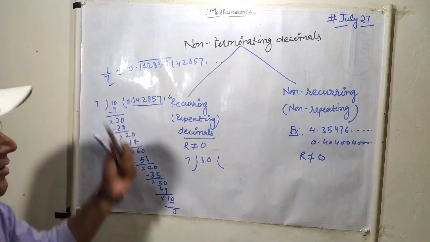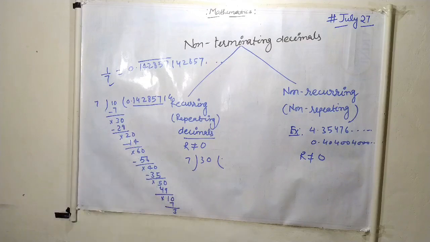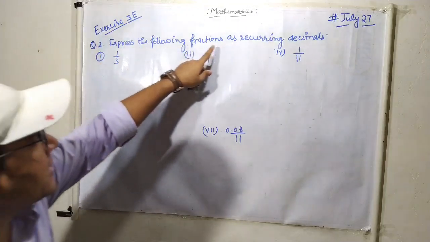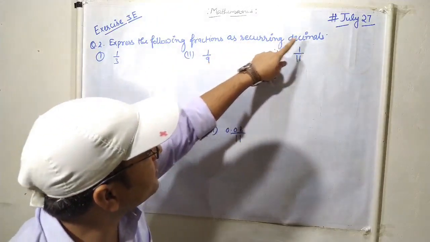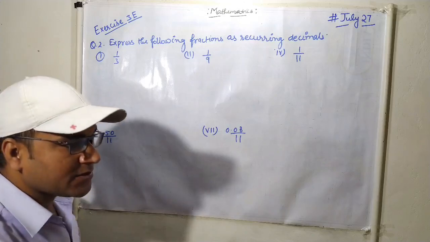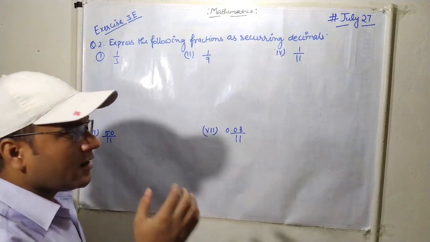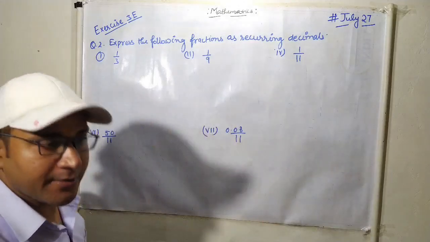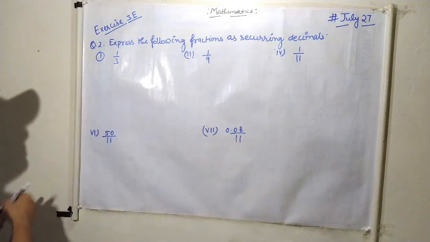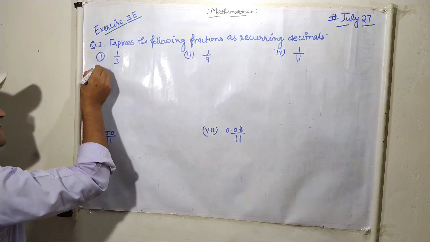Firstly, I am going to do question number 2. Exercise 3, question number 2. Express the following fractions as a recurring decimal. Recurring means that it is repeated. After a few steps of your division, this term is going to be repeated. Okay, so this is called a recurring decimal. So first one, see this in your solution.